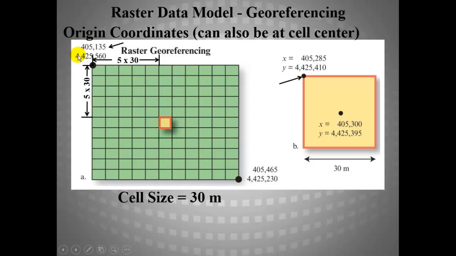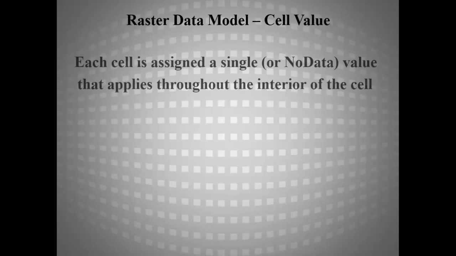We subtract 150 from the y-coordinate, because we're going in the negative y direction, and we get the coordinates of the corner of that cell. And we can also reference things to the center of the cell, and in that case we're going to be going half cells, and you can see obviously how that would work.